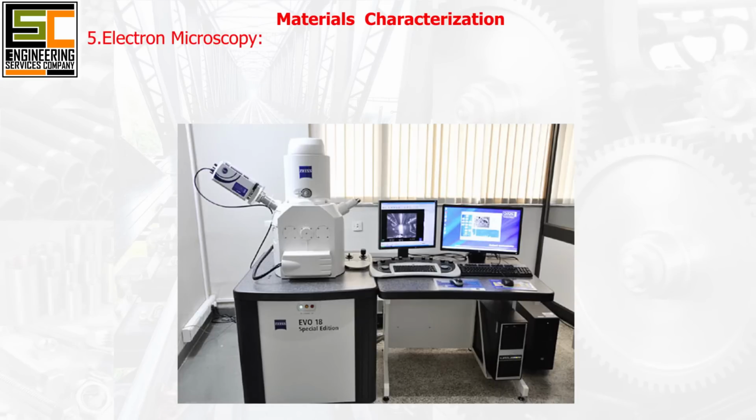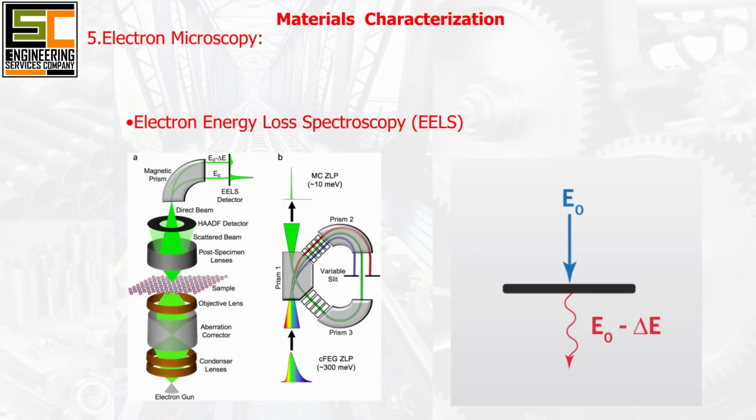5. Electron microscopy. Energy dispersive X-ray spectroscopy (EDS or EDX) provides elemental analysis of materials by detecting characteristic X-rays emitted when a sample is bombarded with electrons in SEM or TEM. Electron energy loss spectroscopy (EELS) measures the energy loss of electrons passing through a thin sample, providing information about elemental composition and electronic structure.